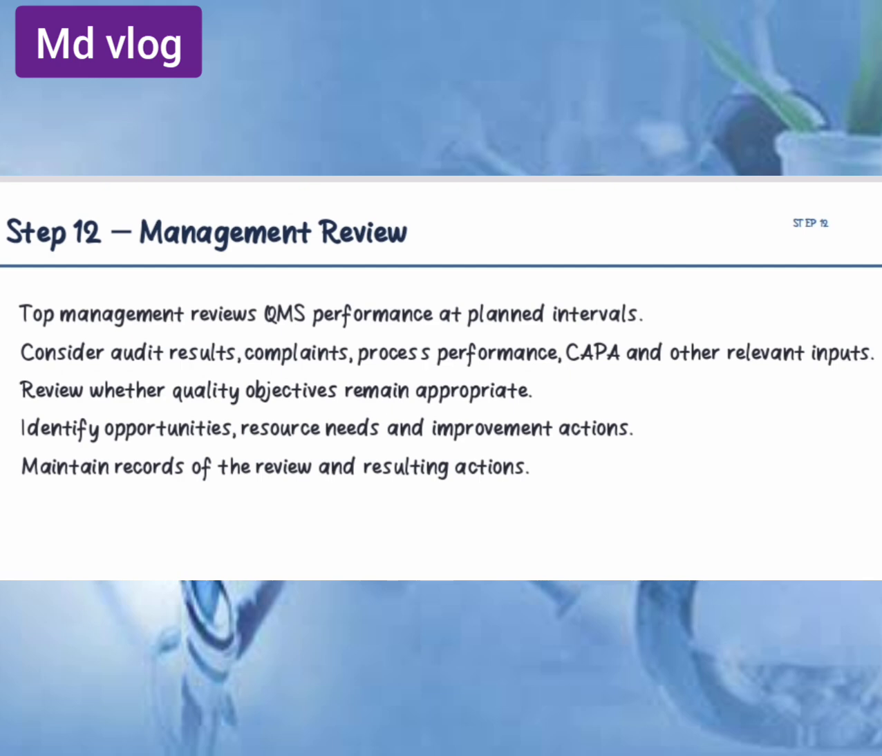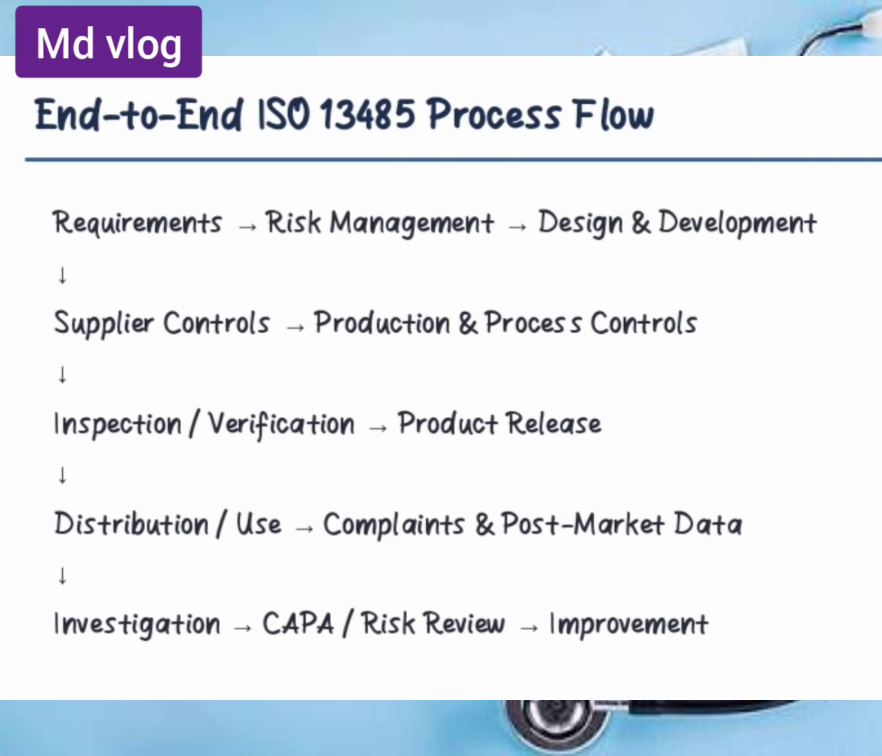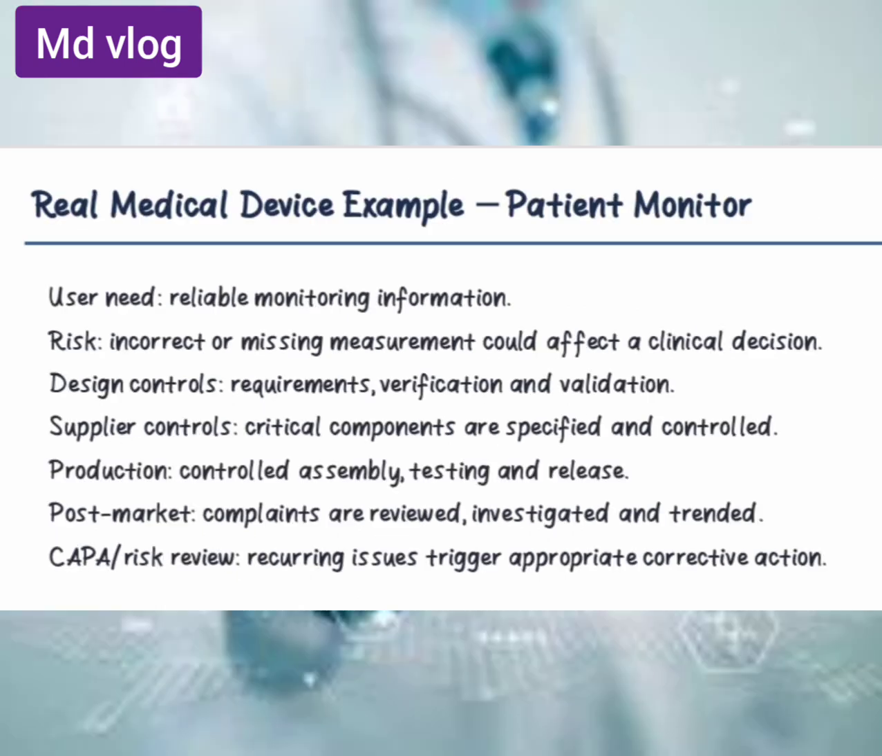Step 13, continual improvement. This emphasizes that improvement is a cycle. Compliance, audit findings, supplier issues, CAPA, and process data can all provide inputs for improvement. This is end-to-end ISO 13485. Risk management is not a one-time activity. Information from production and post-market activities can feed back into risk evaluation and improvement.